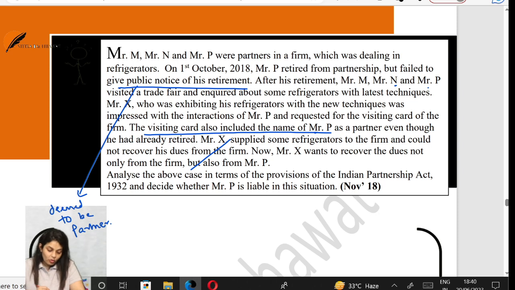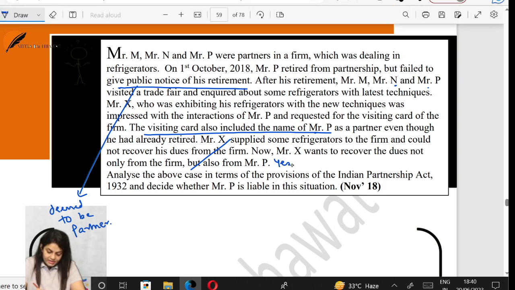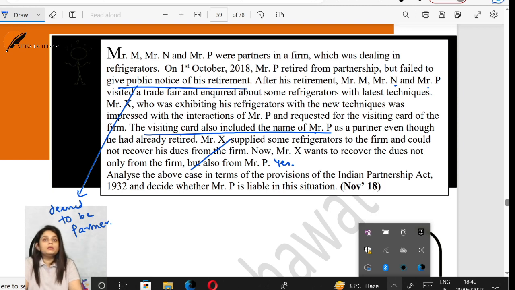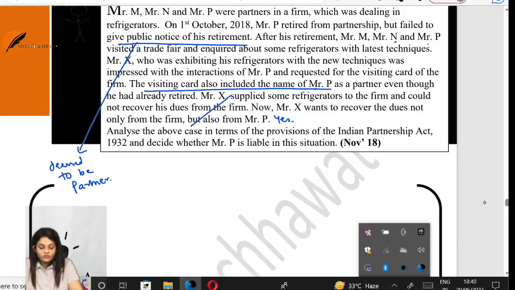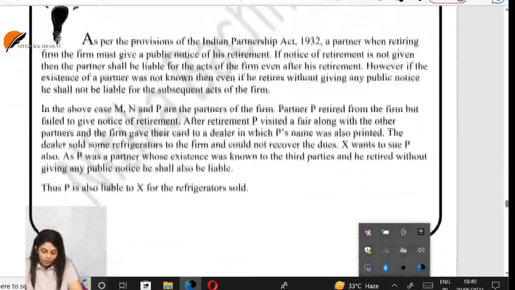As a partner, even though he had already retired, Mr. X supplied some refrigerators and could not recover the money. Now he wants to recover the dues not only from the firm but from P. Is he liable? Yes. If a partner retires from the firm without giving any public notice, he will be liable for the subsequent acts of the firm as a partner by estoppel or holding out.